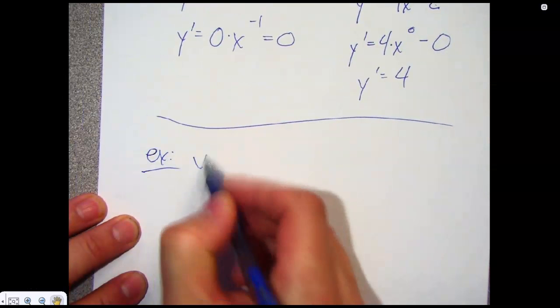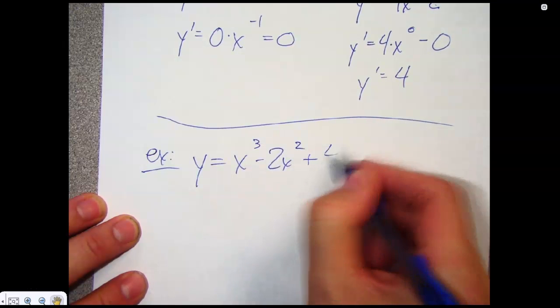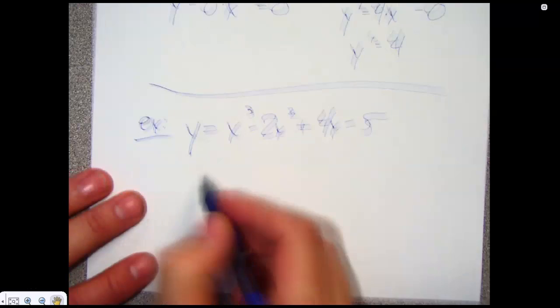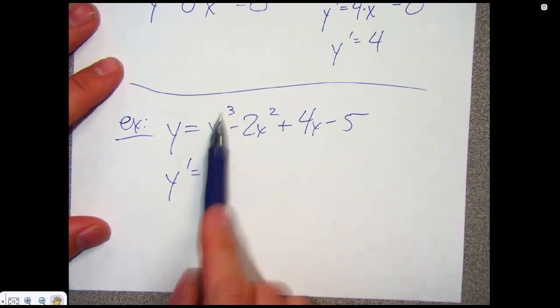Alright, let's say I had y equals x to the third minus 2x squared plus 4x minus 5. And I asked you to take the derivative of that. It's just 4 separate derivatives. If you have functions being multiplied or divided, we get into product rule and quotient rule, and that's a different ballgame. But for something like this where there's not a big multiplication or division, you just look at it like term by term. So I got 4 terms here. I'm just going to take the derivative of each one.